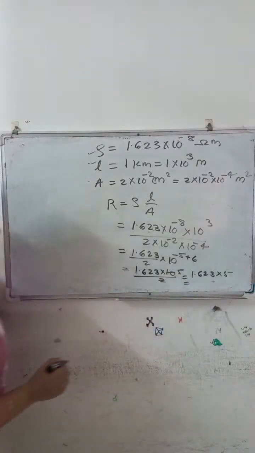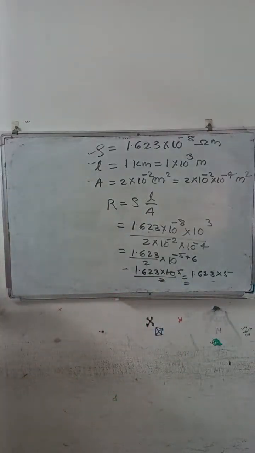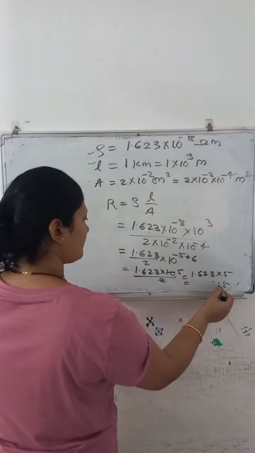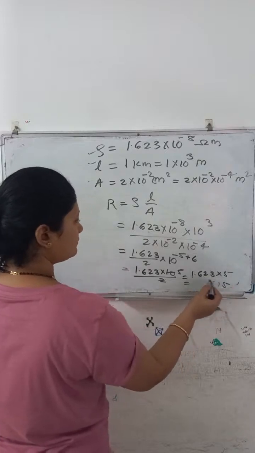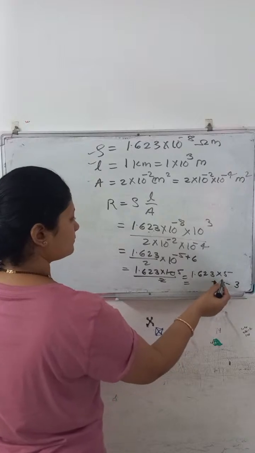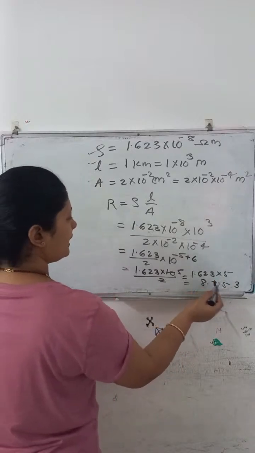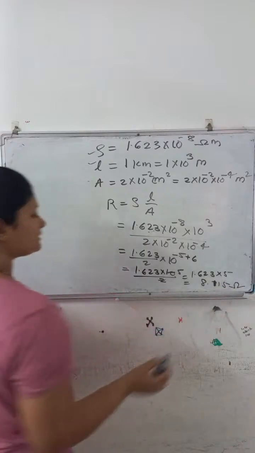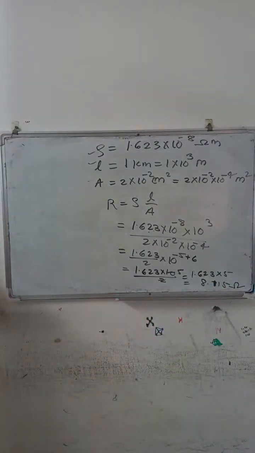Do this calculation. Now check how much is the answer. 8.115 ohm is the resistance. Check, this is the answer. 8.1.